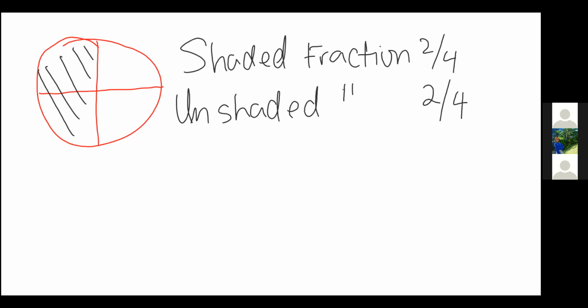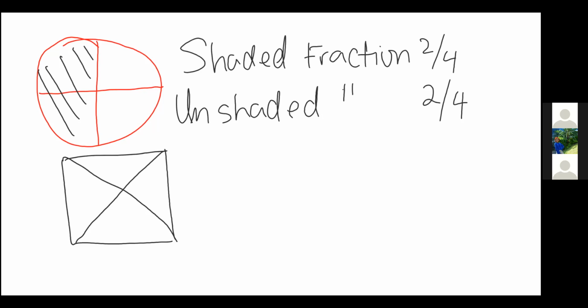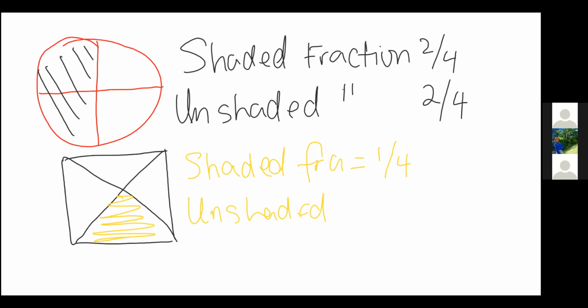So let's say I have a square. And I have a shaded part. So my shaded fraction is 1 out of 4. And my unshaded fraction is 3 out of 4. Again, the part over the total.